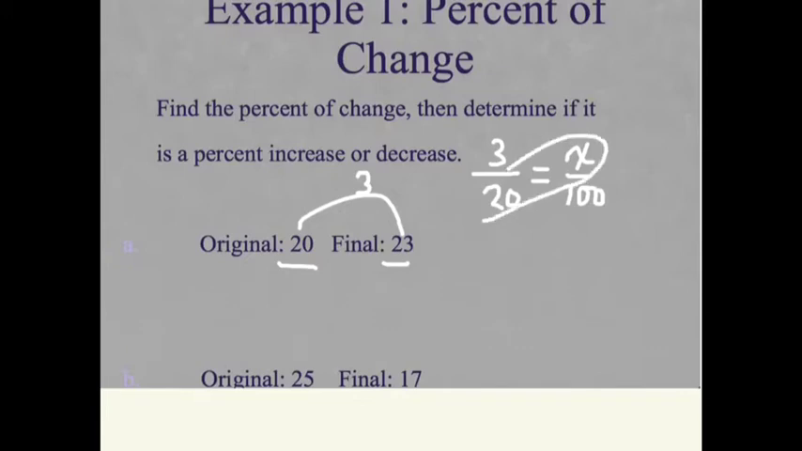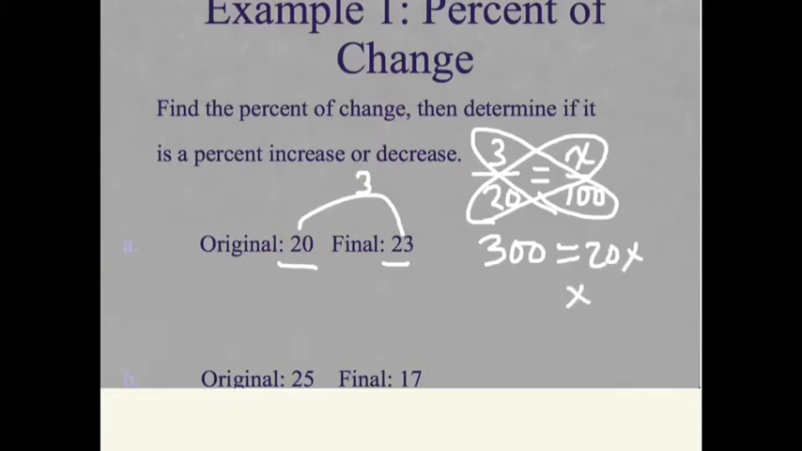When I cross multiply, I get that 300 is equal to 20x, and with a little bit of division, I can see that x is equal to 15. Since this is an increase from 20 to 23, this would be considered 15% increase.